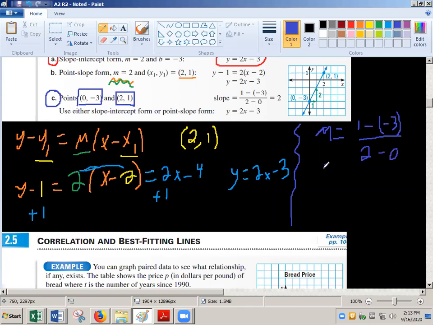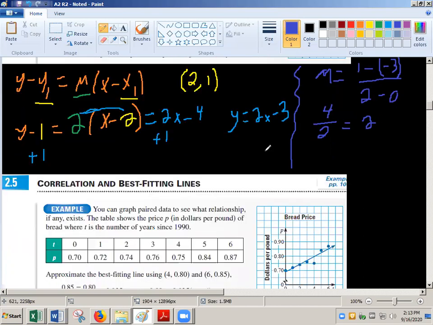1 minus -3 gives me 4 over 2 minus 0, which is 2. So my slope here is 2. Now that I know my slope is 2, I'm going to plug in a point and go from there. Actually, I'm not going to plug in the point, because that's what we just did, right? My slope here was 2, and it included this point (2, 1). So these are actually the same equation. It's just the one additional step we would need if I just gave you 2 points.